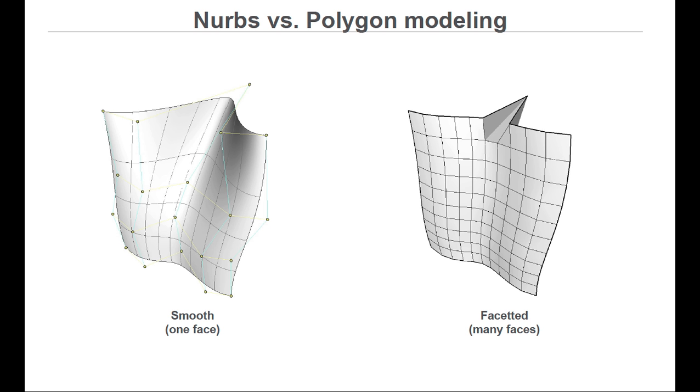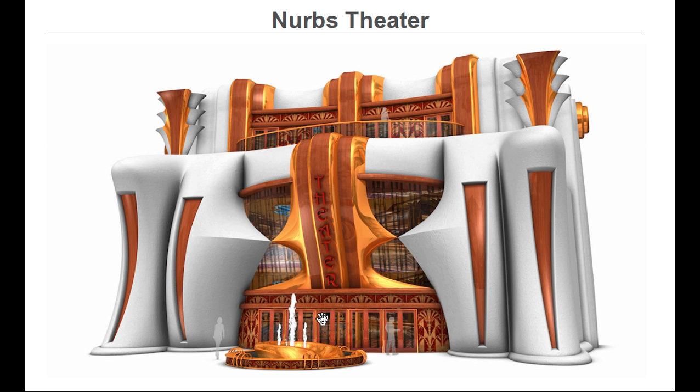A polygon object consists of a series of polygons, also known as facets, and all these facets define the overall shape. And the number of facets will influence the smoothness of the surface when you render it. Now, there's advantages to both, and formZ, of course, offers you both types of personalities. But our focus here is on Nurbs modeling.